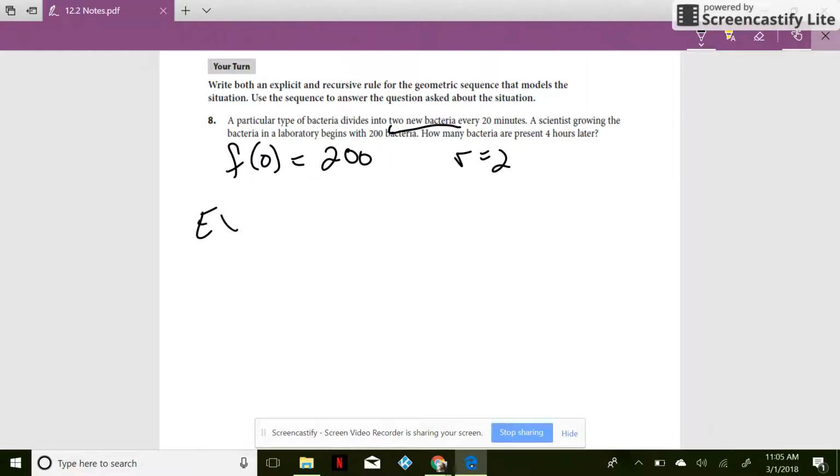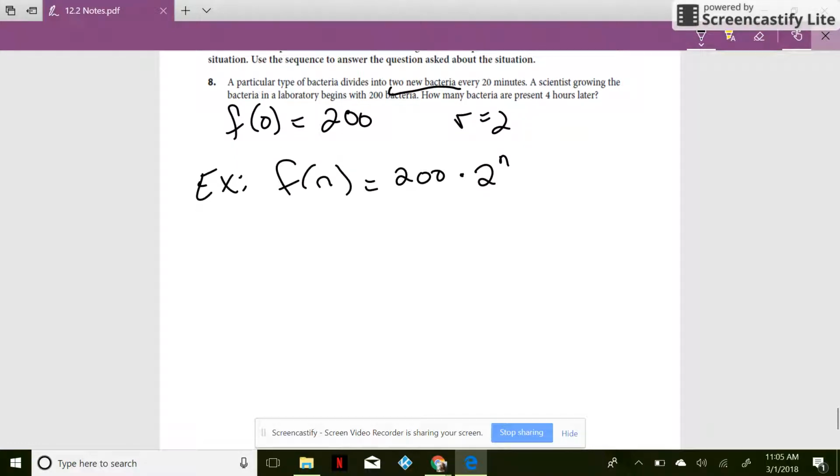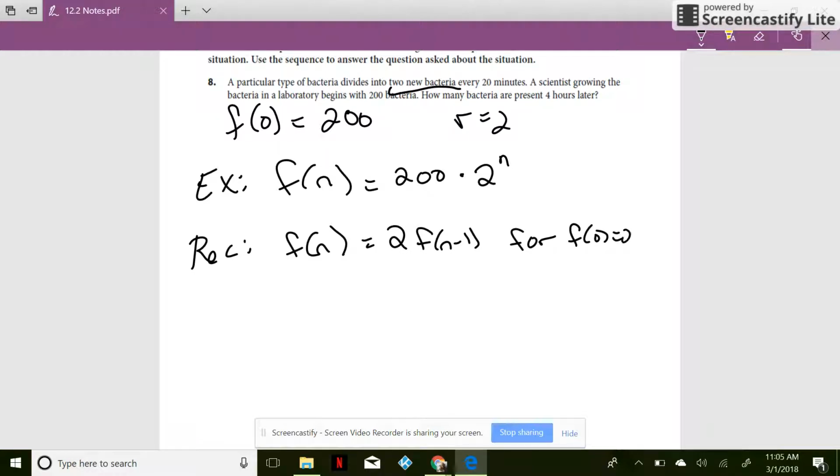So our explicit function, f of n, will be our initial value, 200, times our ratio to the n, since we're starting at time 0. And our recursive, we'd say f of n is equal to our ratio, 2, times f of n minus 1, where f of 0 is 200, and n is greater than or equal to 1.